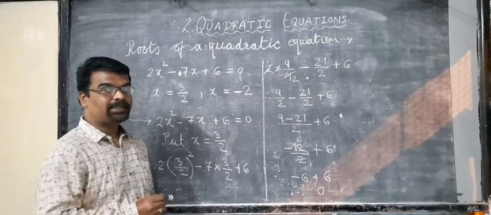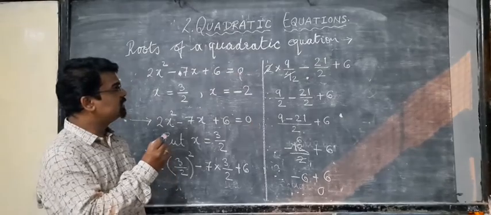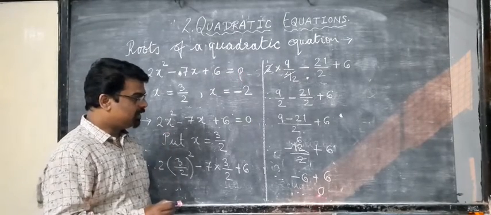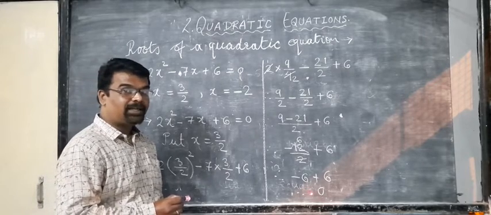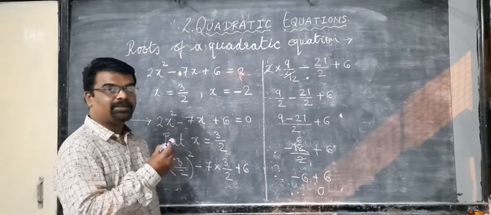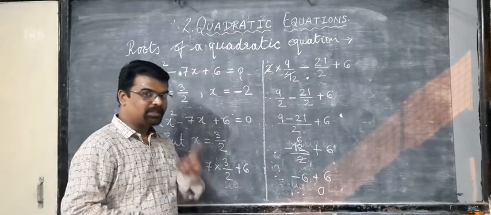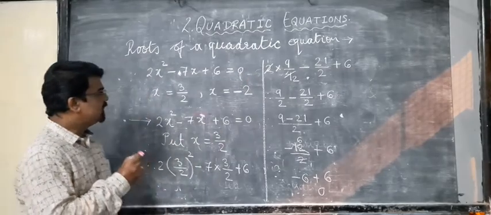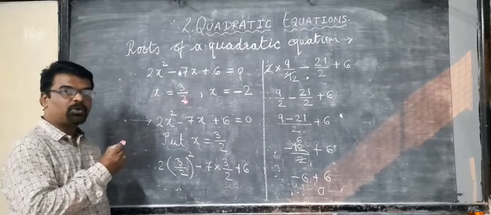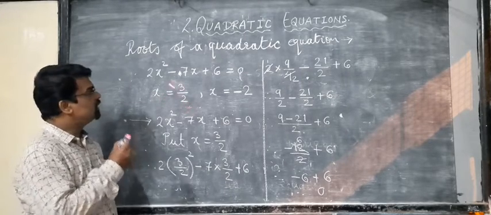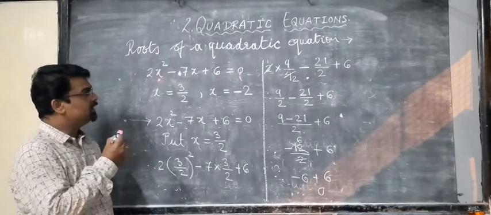And what is the right hand side of the given quadratic equation? 0. It means the left hand side as well as the right hand side are equal. Therefore, we can say that x is equal to 3 upon 2 is the root or solution of the given quadratic equation.